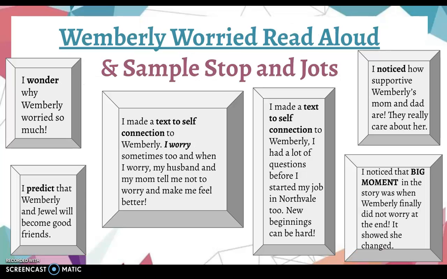Let's think about the story Wemberly Worried. In this story, Wemberly worries about a lot of different things. So I wrote some different stop and jots to model what a good reader would write as they are reading. So these are some examples I wrote from my perspective of stop and jots. I wonder why Wemberly worried so much. I predict that Wemberly and Jewel become good friends.